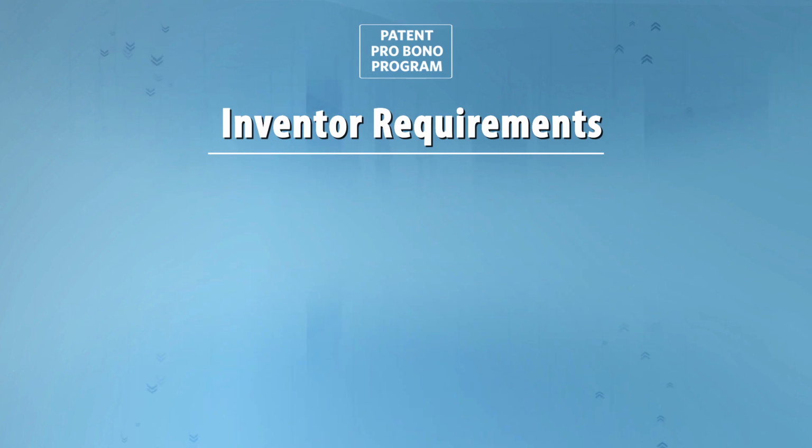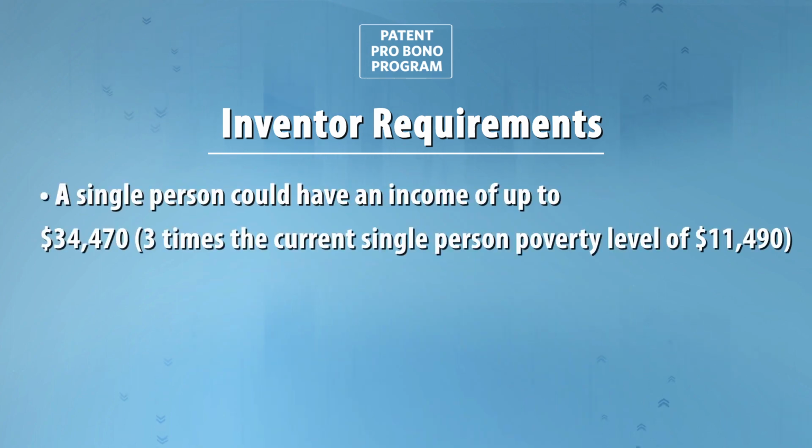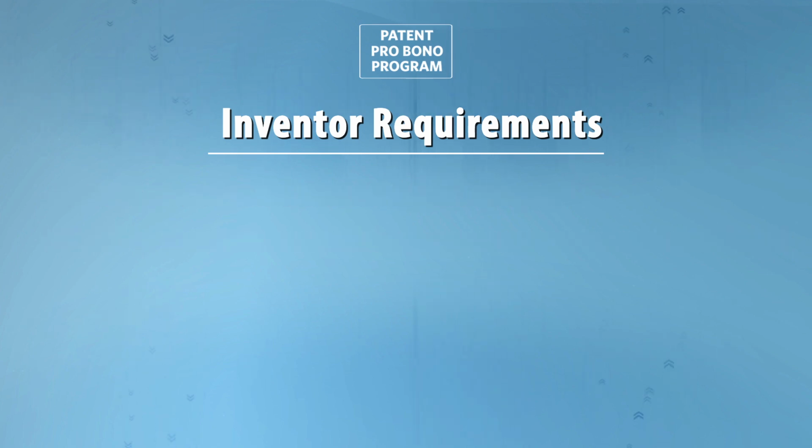To flesh the income limit out a bit more, let's consider a single person could have an income up to $34,470. That's 3 times the current single-person poverty level of $11,490. The income limitation can vary from program to program. Please check your regional program's website to determine your income limitation.